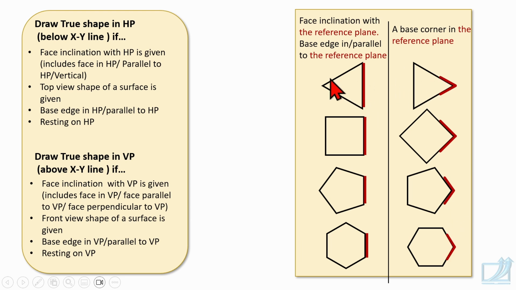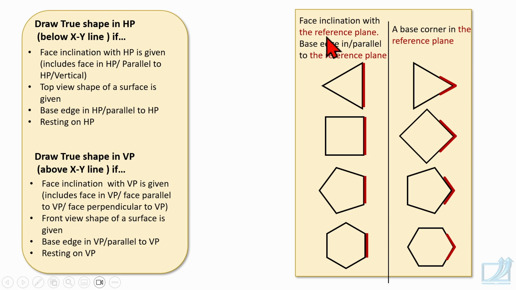So there are two positions for projections of solids, where the solid is inclined to HP, VP or both. Then either we draw the equilateral triangle in this manner or in this manner if it is a triangular pyramid. If it is a square pyramid, we draw the square in this manner or in this manner. But what is important is which is the correct position out of these two positions. That depends on what information is given in the problem. If it has a corner in the reference plane, then we draw it in this manner. And if it has a base edge in or parallel to the reference plane, then we draw it in this manner.